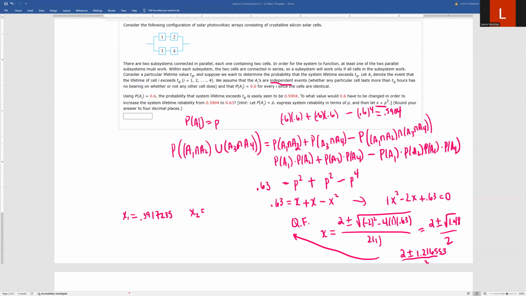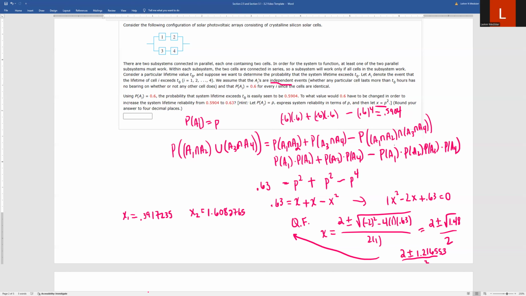And then we need to do the plus case. So 2 plus 1.216553 and then divided by 2, that's going to be 1.6082765. Now, these are for x. We wanted to solve for the p-value, the probability that they last that t sub 0 lifetime, longer than that.